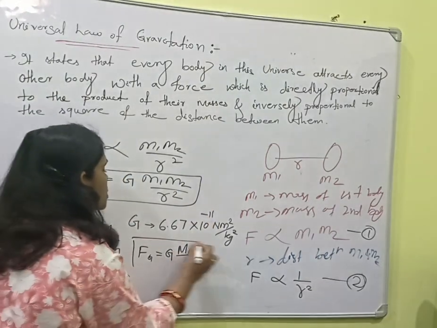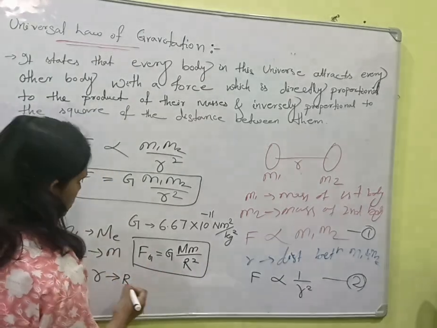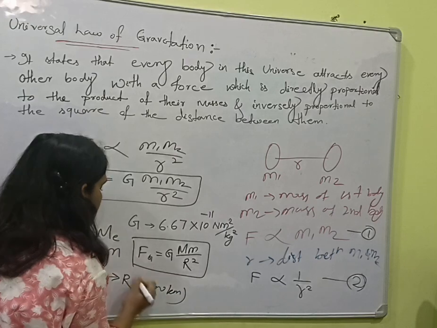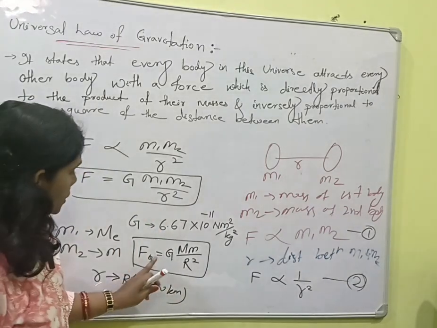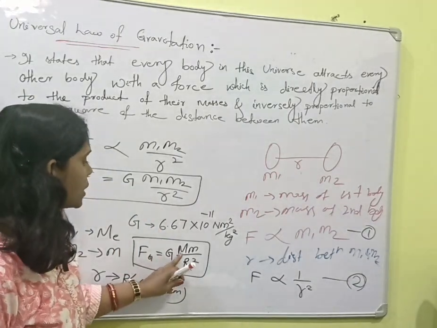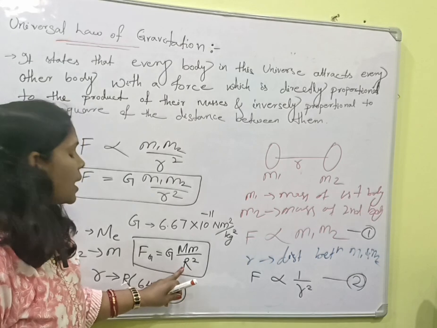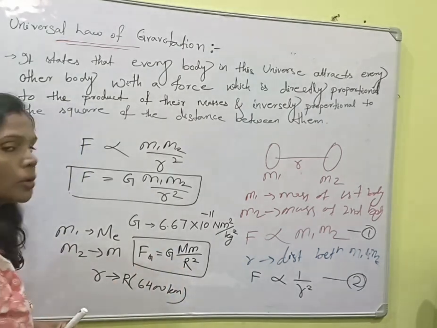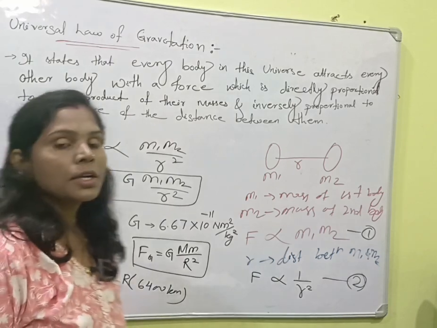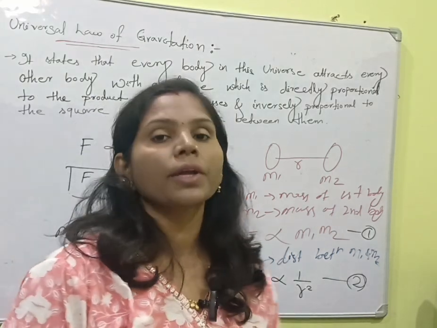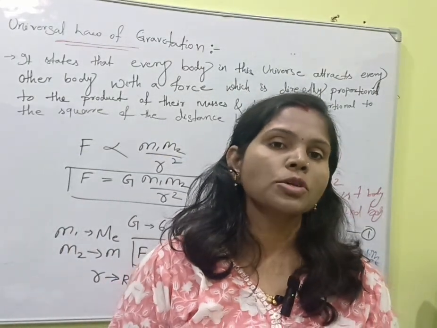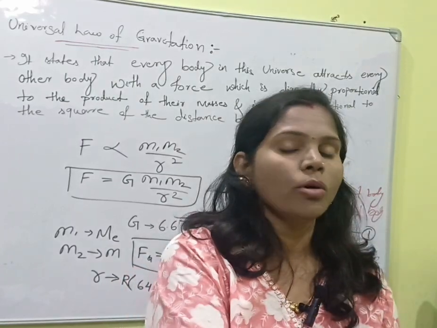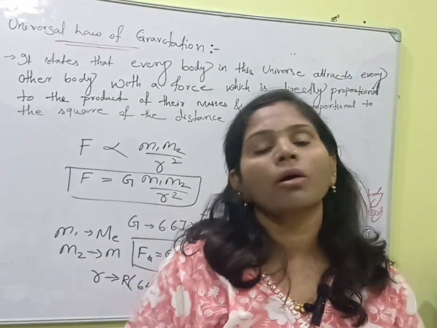Capital R is the radius of the earth, and its value is 6400 kilometers. So in this case, G is constant, the mass of the earth is constant, and the R value is also constant, and you can find the force of gravitation for the respective body. In this way, we can calculate the force of attraction between any two bodies, or any body with respect to our earth.